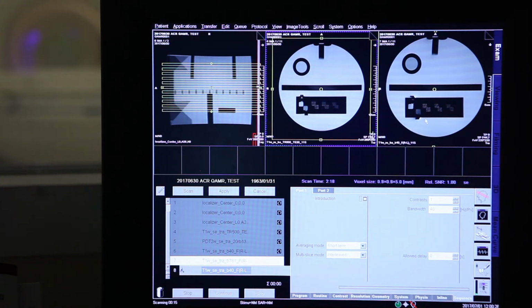Because if you go with T1 or T2, these images are related to the parameters of the material. So you have to go away from that. That's why you're using proton density images for the assessment of the SNRs, as far as the quality control test is concerned.